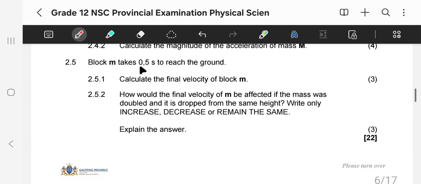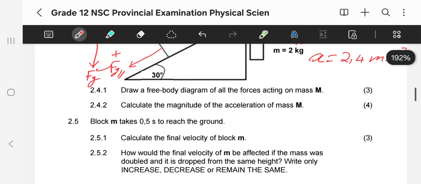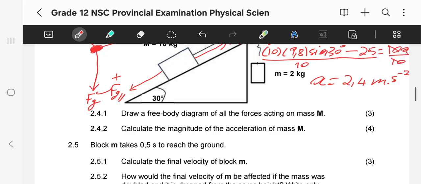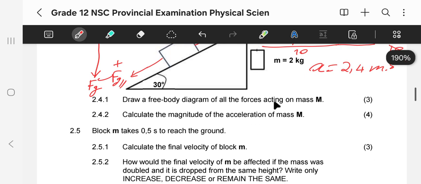2.5 says block M takes 0,5 seconds to reach the ground. Then they say calculate the final velocity of block M. If you remember, block M was hanging, and then suddenly the rope snapped. And if the rope snaps, it means this object now got to move towards the ground, and this means it dropped from wherever it was hanging to the ground. And if that's the case, it means the initial velocity of block M, small m, was equal to 0 because it was dropped from a certain height and then it went down.